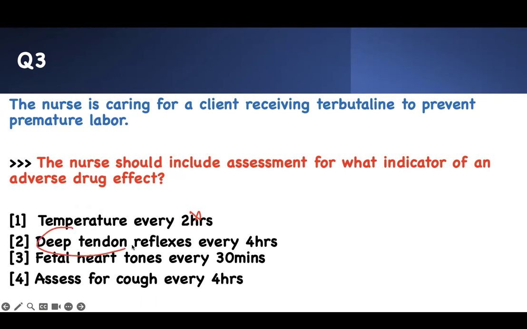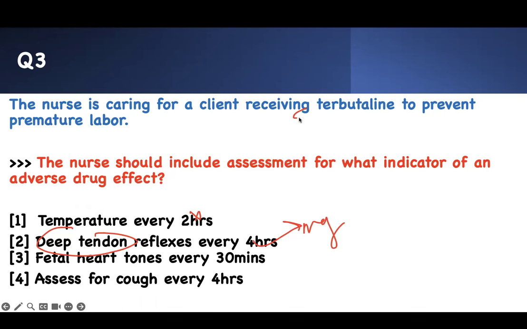Reflex, a lot of people will pick this because every time you're dealing with labor and delivery, you worry about reflexes because of probably patients on what? Magnesium. We're talking about terbutaline. It's not the same thing as magnesium. Fetal heart tone every 30 minutes is part of your labor. There's no indication in the question that we worry about the baby. The terbutaline effect is mostly on the mother, on the uterus to slow it down. When you slow it down, baby heart rate becomes normal.